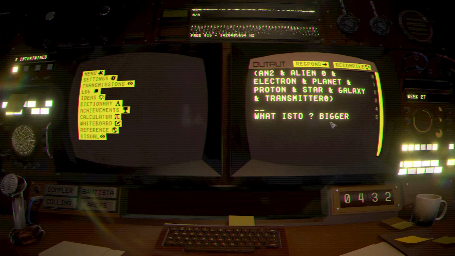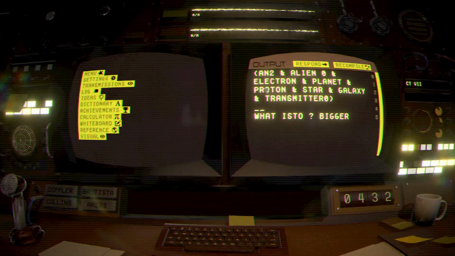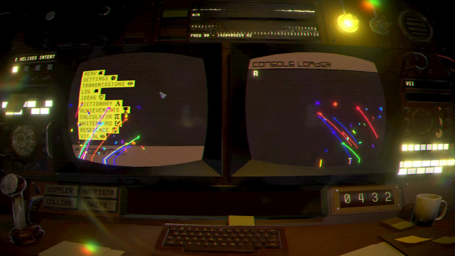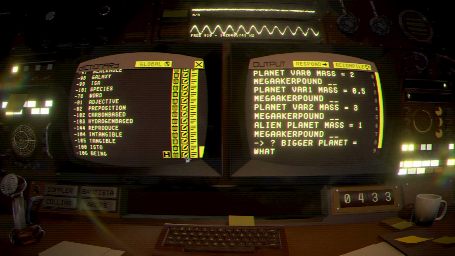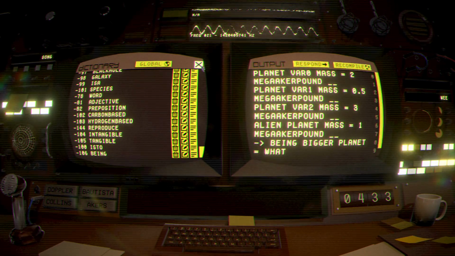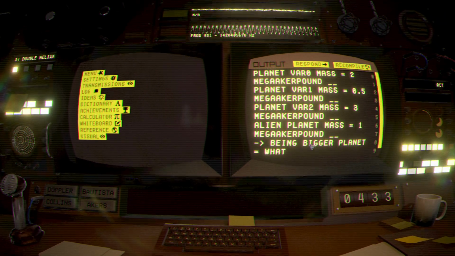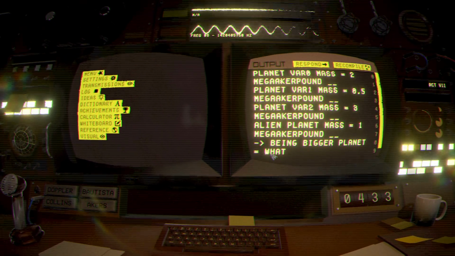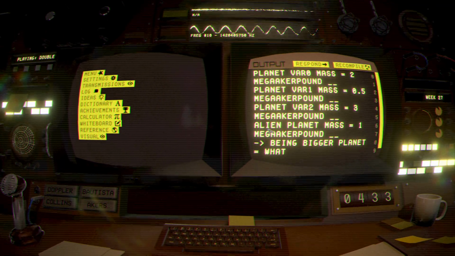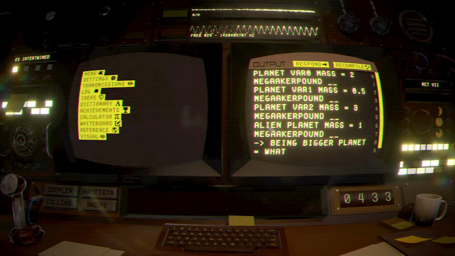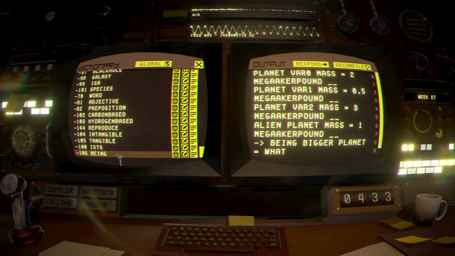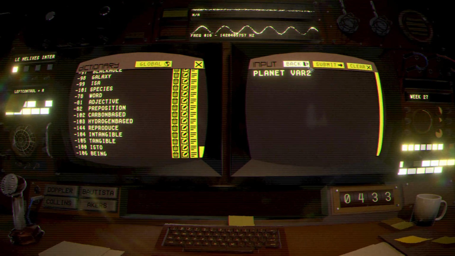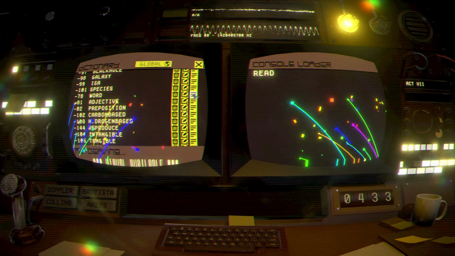So what is like being bigger? Which one out of these is like the biggest one? The galaxy? Okay. So being the bigger planet. What? Is what? Planet variable 2? Okay. I think we're kind of onto something.